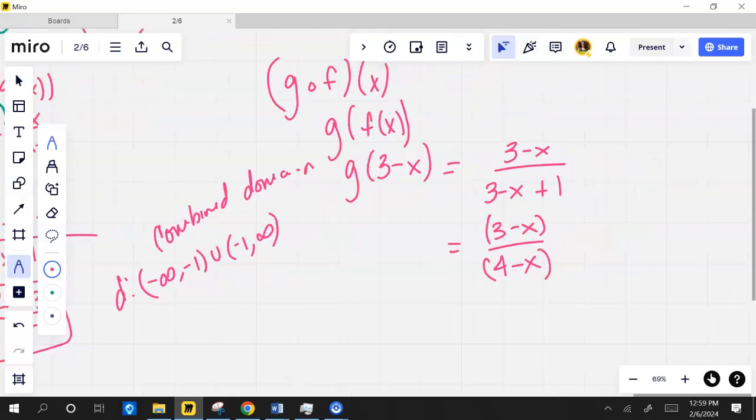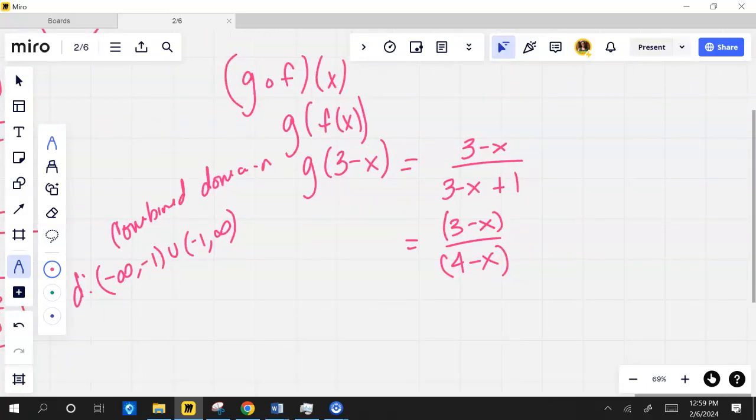Does it change whenever I change to g of f of x? Yes, I have something else I have to leave out of my domain. What's the something else I have to leave out of my domain? 4, right? Because if I plug in a 4, I'd get a 0 on the bottom, right? So now not only do I have to leave out -1, but I also have to leave out 4. So how am I going to write that?